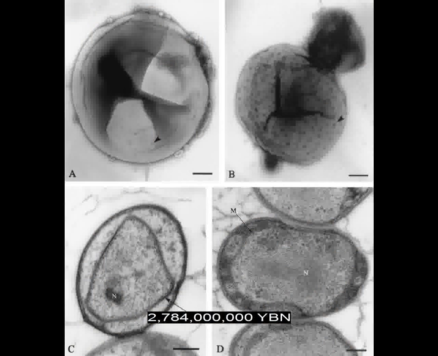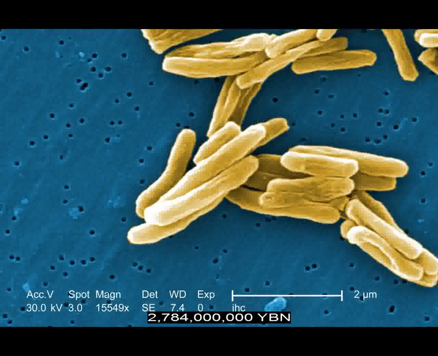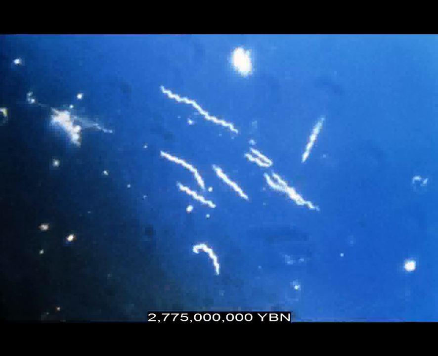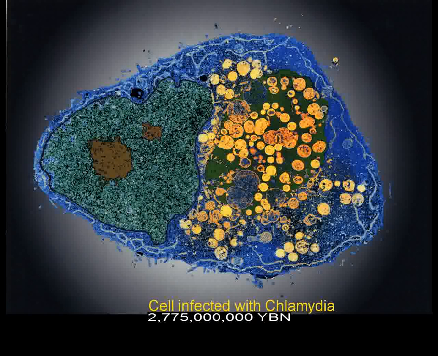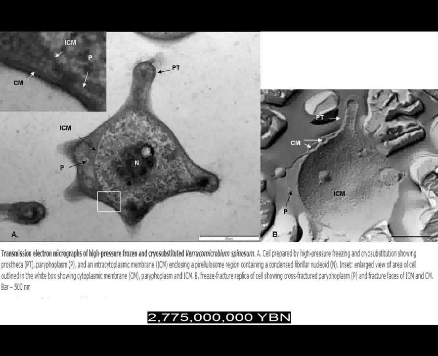The eubacteria phylum Planktomycetes, also known as Planktobacteria, evolves. The eubacteria phylum Actinobacteria evolves, the source of streptomycin and the cause of tuberculosis and leprosy. The eubacteria phylum Spirochetes evolves, the cause of syphilis and Lyme disease. The eubacteria phylum Bacteroidetes evolves. The eubacteria phylum Chlamydia evolves. The eubacteria phylum Chlorobi evolves, green sulfur bacteria. The eubacteria phylum Verrucomicrobia evolves.